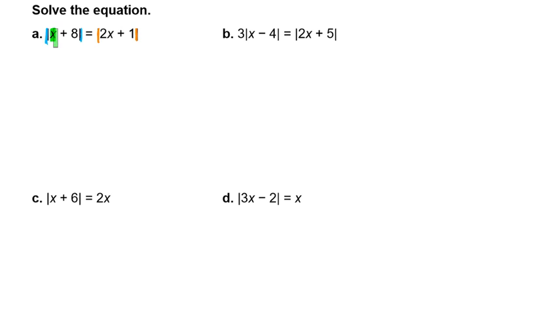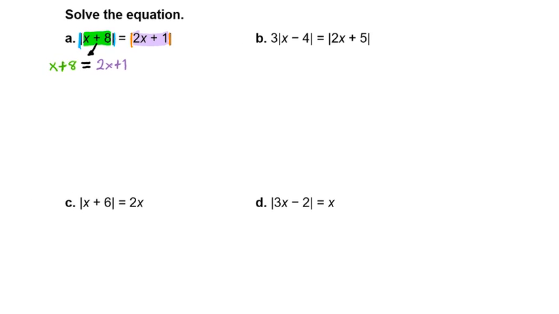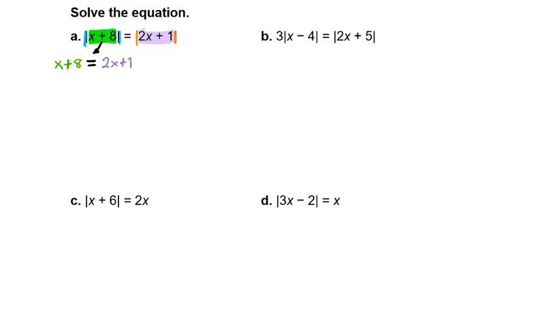So what we're going to do is take the inside of our first absolute value, that x plus 8, and set it equal to the inside of our second absolute value. The first time we do this, it's going to look just as it is. But the second, we're going to have to do this twice. The second time, our first one's not going to change, but we're going to have to negate our second one.